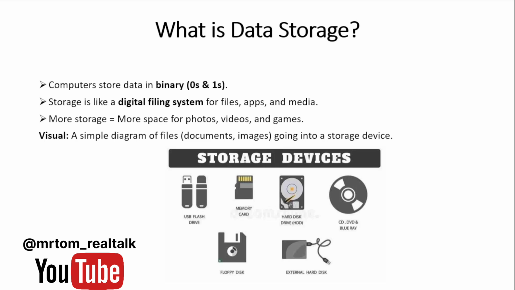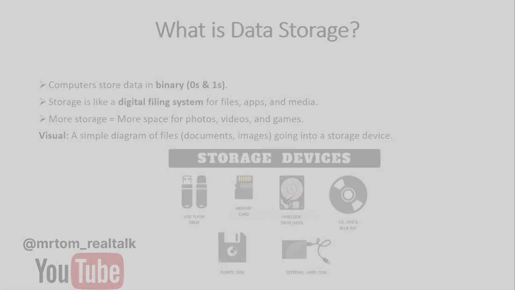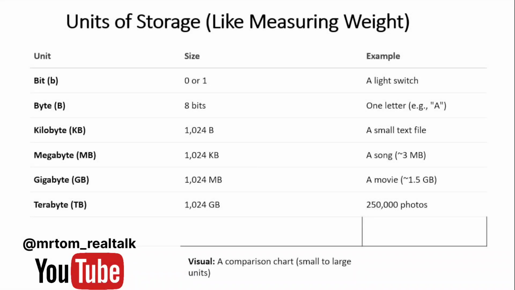Now, in the picture, you see the different storage devices. We have the flash drive, the memory card, the hard disk, the CD-ROM, the CD or DVD player, and the DVD disc that is used to save information. We can see the floppy disk, and the external hard drive. All these are different storage mediums or storage devices.